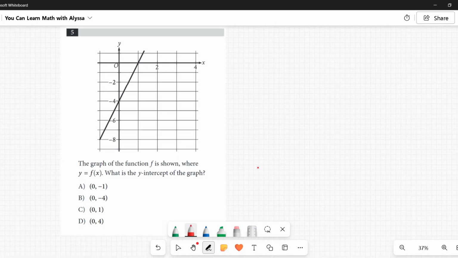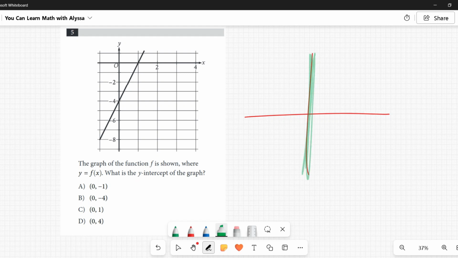Number 5. The graph of the function f is shown where y equals f of x. What is the y-intercept of the graph? The y-intercept of any function is where it crosses the y-axis.